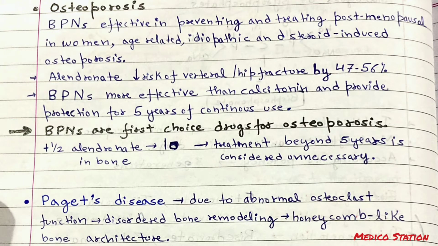Bisphosphonates are the first choice drugs for osteoporosis. The half-life of alendronate is 10 years. Therefore, treatment beyond 5 years is considered unnecessary.